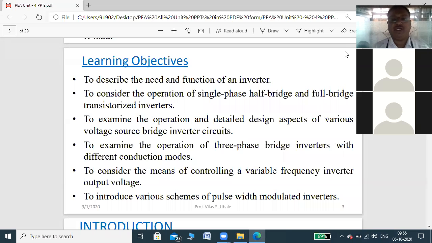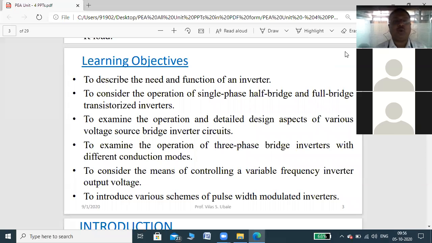Then next, to consider the means of controlling a variable frequency inverter output voltage. See, the inverter is a circuit which converts fixed frequency to variable frequency, right? It means that you apply AC from line frequency that is converted to DC by using a converter, and that DC is again converted into AC with a variable frequency, and that's why I'm saying fixed frequency to variable frequency. So that is one main task or motto.